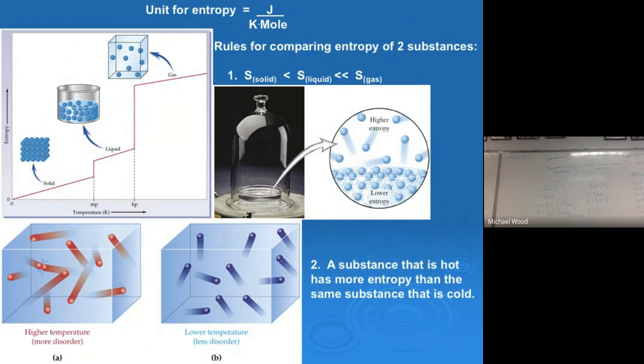So the first rule is what it says right up here. The rule for comparing the entropy of substances is the state. The solid state has the least entropy. It has the most order, followed by liquid, followed by aqueous, followed by gas. And if you think about it, we're talking about disorder, unorganized. Well, a gas is the most unorganized. The molecules are moving very fast and they're spreading out.